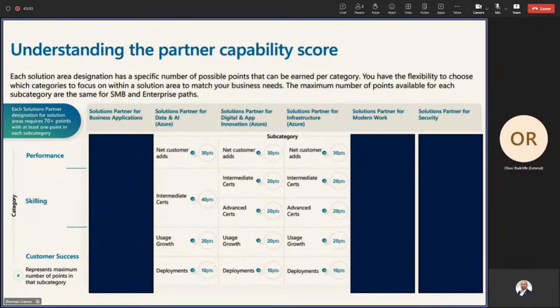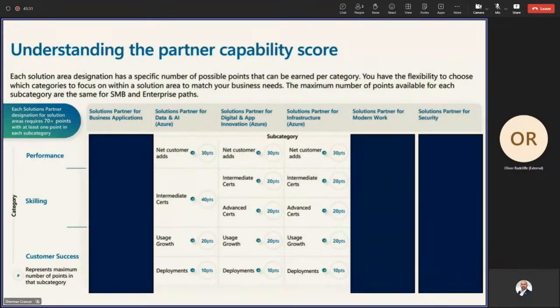So for data and AI, okay, if you notice, it shows you the max points, right? Performance, net customer adds, right? And then you can look at deployments on the bottom, okay? Usage growth, okay? But you look at intermediate certs, okay? It says 40 points. So Microsoft says, well, you don't have to have any advanced certs to start scoring. So that's the important difference between data and AI and the other two.